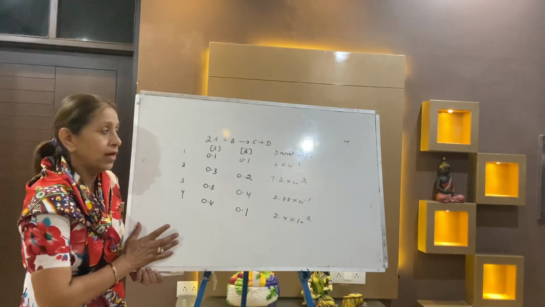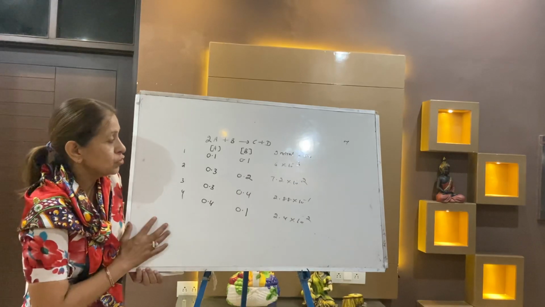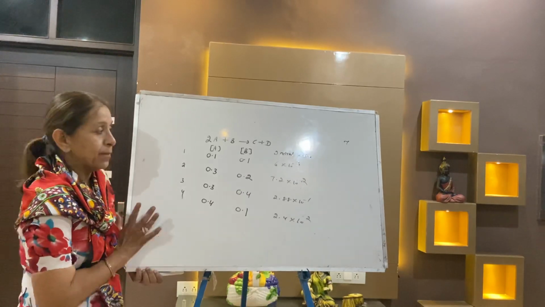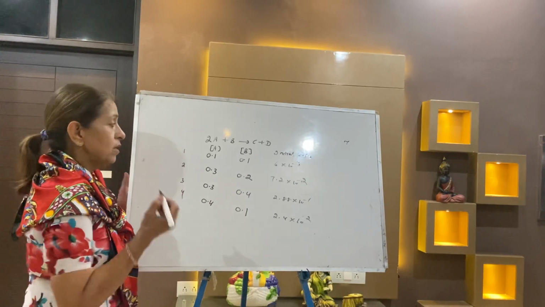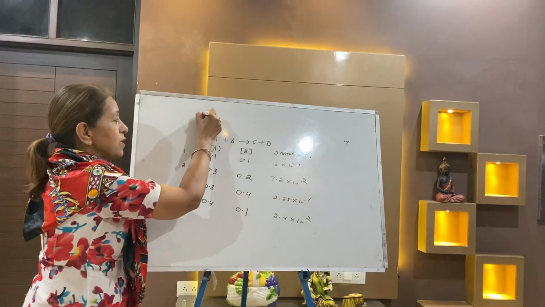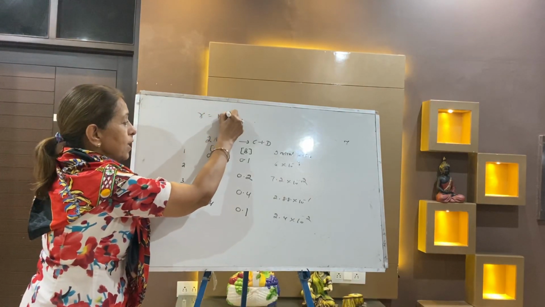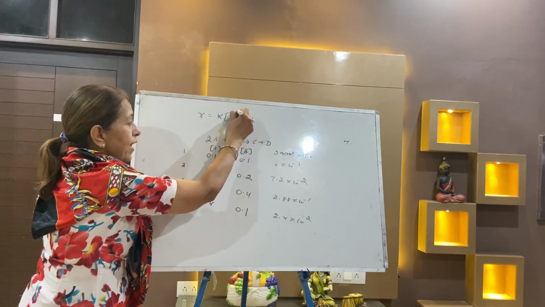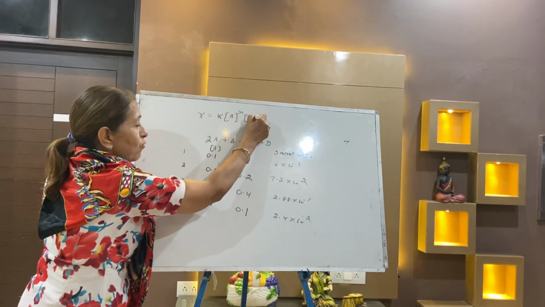A very simple way. There are 3 numericals of the same topic. Now I am taking how to attempt this. Let us start the numerical. Write the first step: R is equal to K, [A] power x and [B] power y.